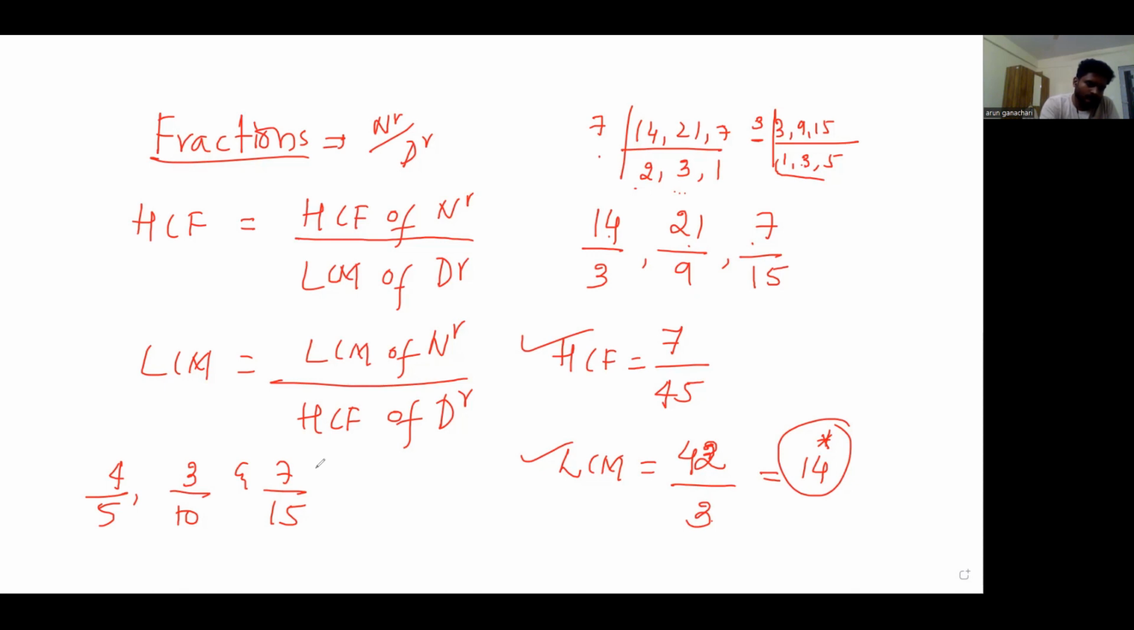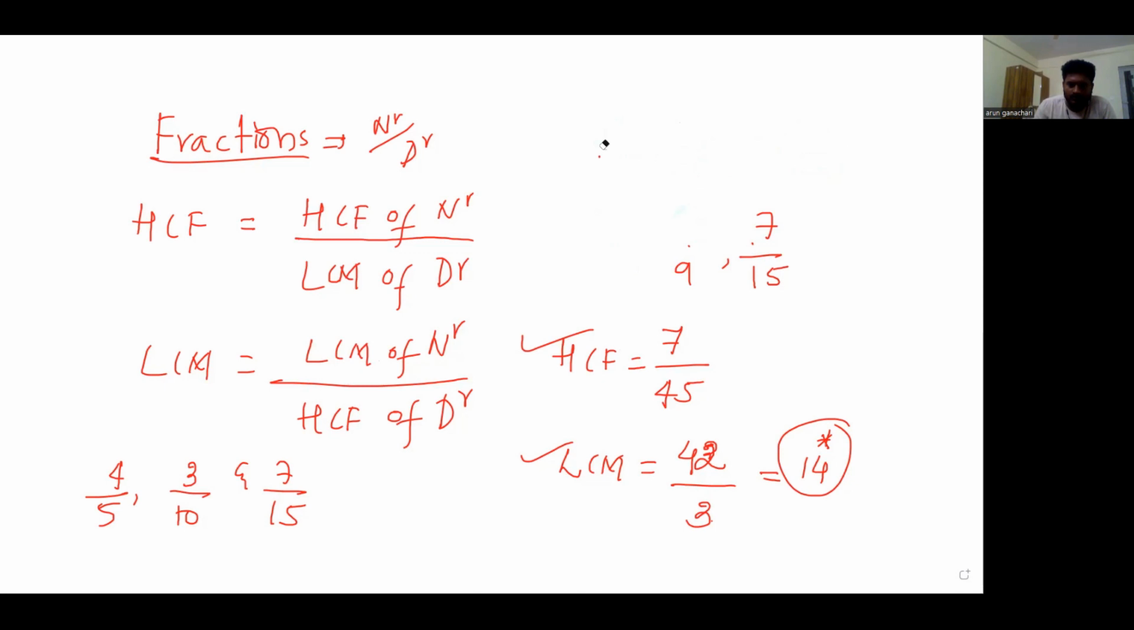Sir, LCM will be 84 by 5. Yeah, correct. How about HCF? HCF, sir, 437. How do we? If you are not getting any common factors, then one is HCF.